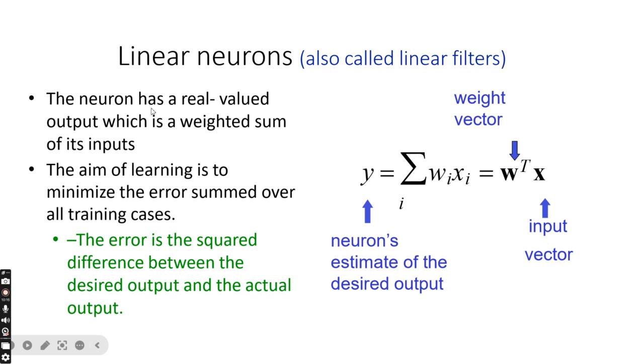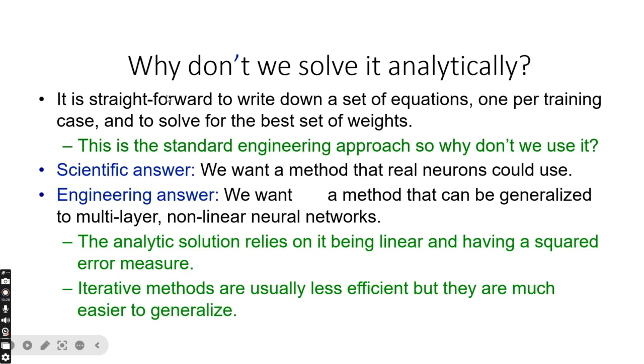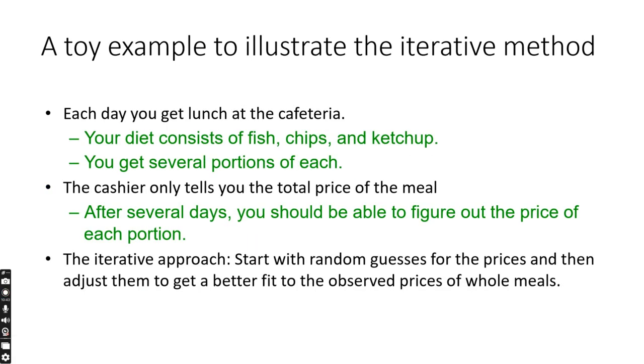The output of the linear neuron is calculated with the help of the weighted sum of its inputs. This is the output of the linear neuron. Then we can solve this with the help of two methods, scientific answer and engineering answer. The engineering answer has two solutions, an analytic solution and an iterative solution. We looked at the iterative method.